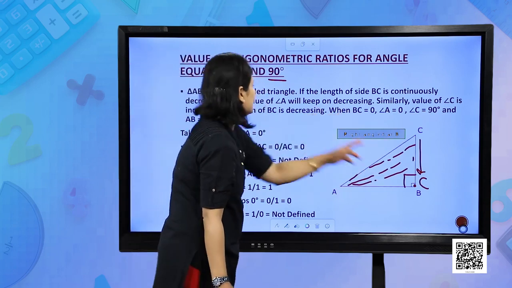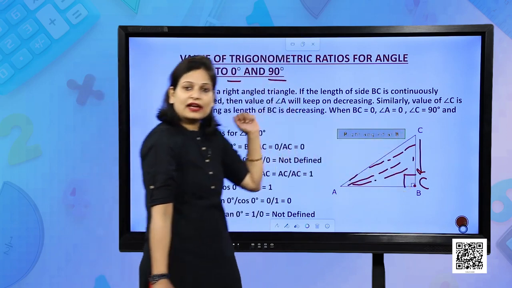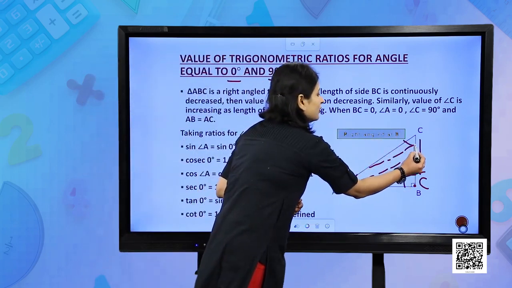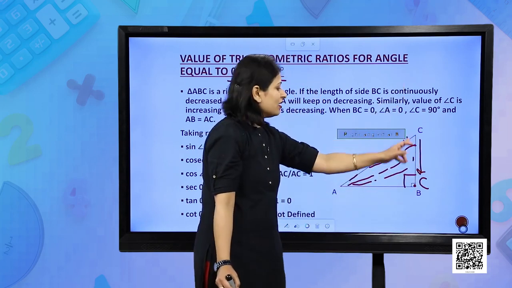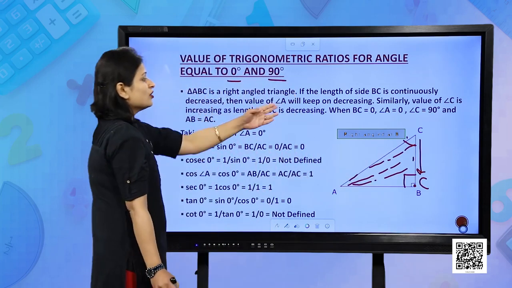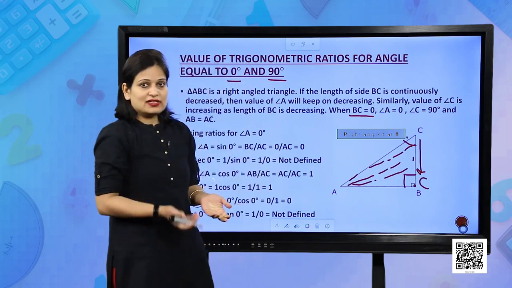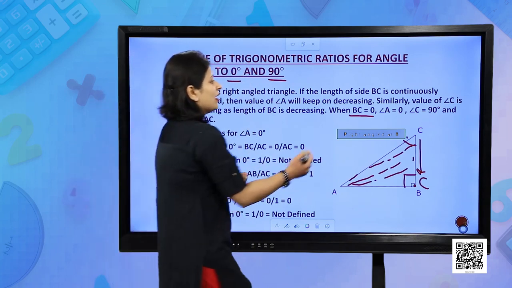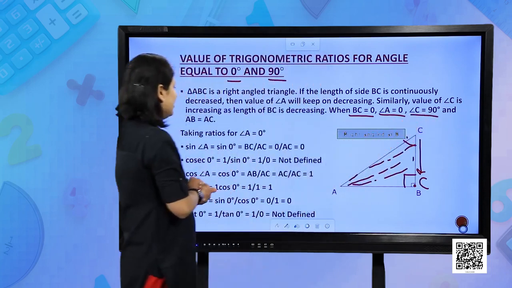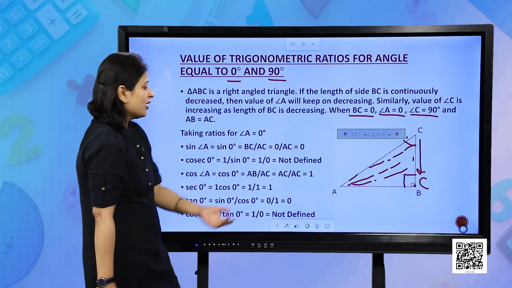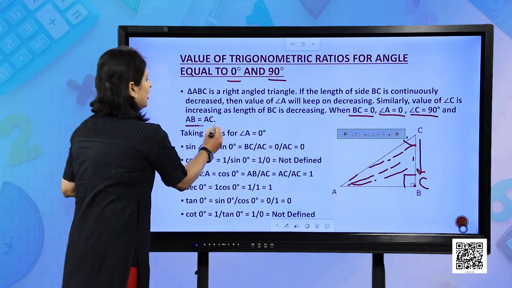Similarly, the value of C is increasing. The value of C will become 90 degree. Here it is an acute angle. But when I keep on decreasing the length of side BC, it will become 90 degree. So, we have BC as 0 because I have decreased the length of side BC. Angle A will become 0 and angle C will become 90 degree. And you can say AB and AC, both the sides are equal.